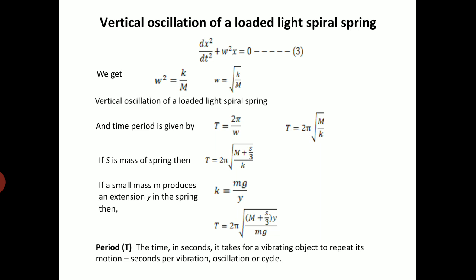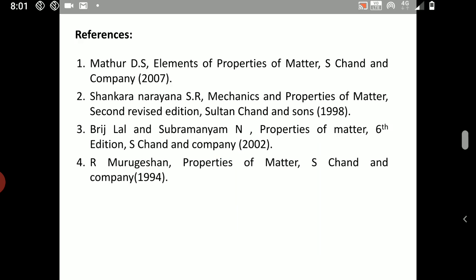Then what is the definition of period? The time in seconds it takes for a vibrating object to repeat its motion, seconds per vibration, or we can say that it is the time taken to complete one oscillation or one cycle.